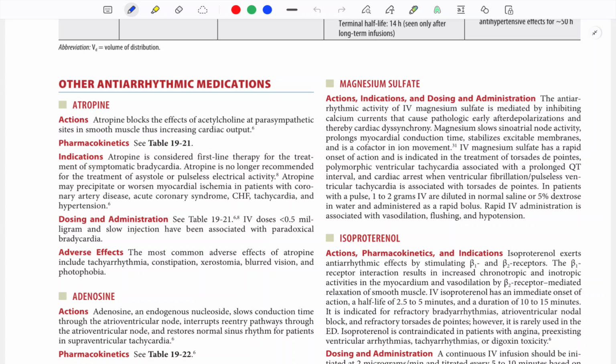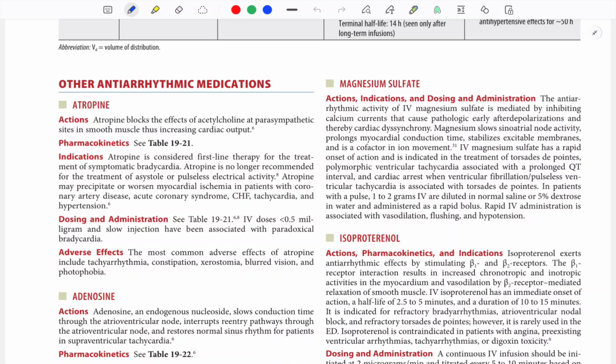Next is adenosine. Adenosine is an AV nodal blocker. It slows the conduction through the AV node, interrupting re-entry pathways through the AV node, and restores normal sinus rhythm for patients in SVT. So in supraventricular tachycardia, when there is a nodal re-entry pathway or some accessory re-entry pathway, it slows the AV node, thus aborting the SVT.